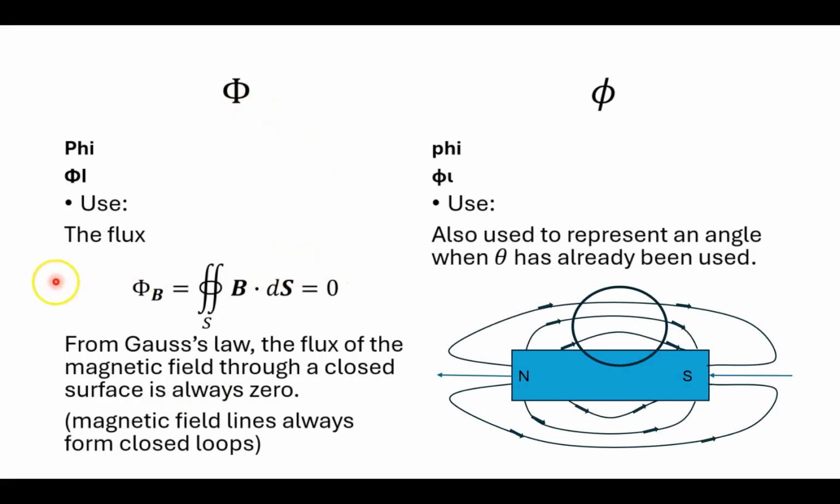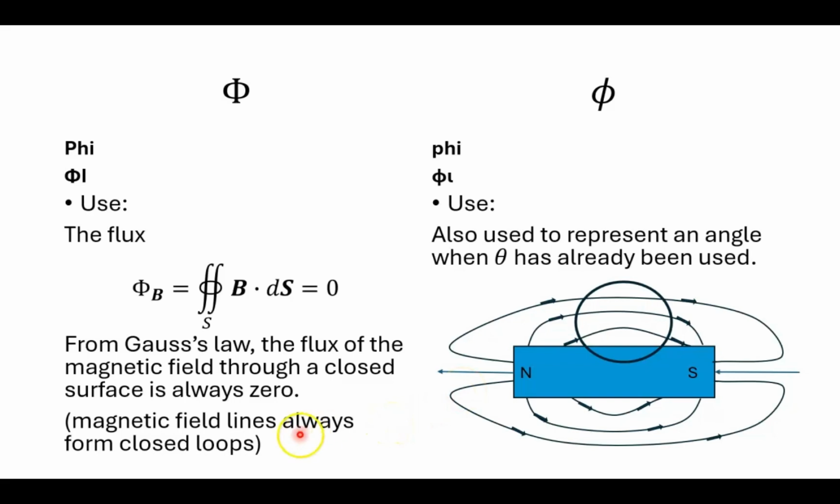The uppercase is used to represent a flux. It's basically the rate of flow of a quantity through a surface. And from Gauss's law, the flux of the magnetic field through a closed surface S, given by this closed loop on the integration sign, is always 0. So what this tells you is that magnetic field lines always form closed loops.